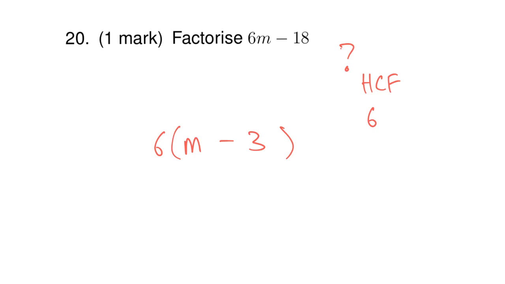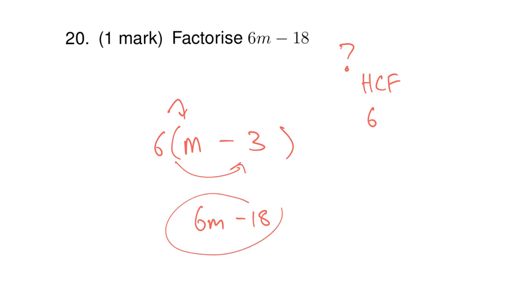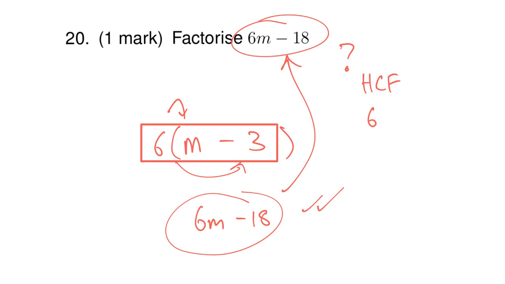Now I could check that by actually expanding it. So if I was to do the expansion, I'd go 6 times m gives me 6m. 6 times -3 gives me -18. That happens to be the same thing as what I started with, so that means I did it correctly. My factorization is 6 outside of m minus 3. I'm just going to write that neater because I made a bit of a mess there. That's your answer: 6 outside of m minus 3.